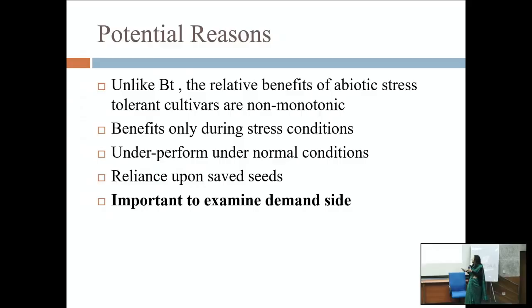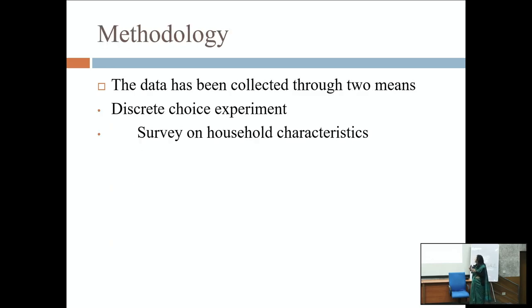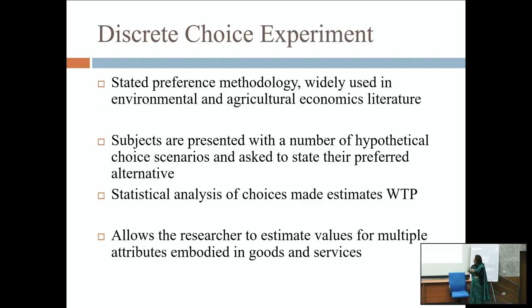Okay, I think I'll skip some of these, otherwise I'll not complete in time. So the objective of this research was to understand farmers' preferences for certain attributes, and we were particularly interested in the attributes drought tolerance and submergence tolerance. So we collected data through a discrete choice experiment, and also we did a survey on household characteristics. As we have learned, discrete choice methods are stated preference methods where we present a series of alternatives to respondents and they have to choose one of them. And from these choices, we infer their preferences.